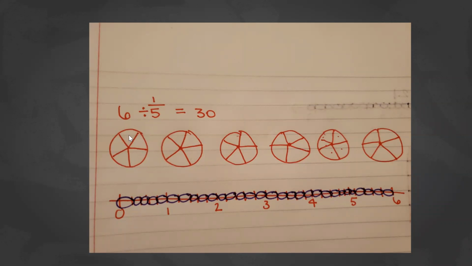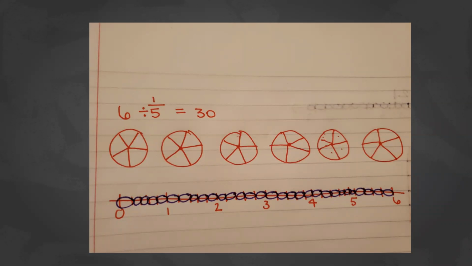And I can count 1, 2, 3, 4, 5, 6, 7, 8, 9, 10, 11, 12, 13, 14, 15, 16, 17, 18, 19, 20, 21, 22, 23, 24, 25, 26, 27, 28, 29, 30. There are 30 pieces in the pie. So that means Emma can invite 30 people to her party.